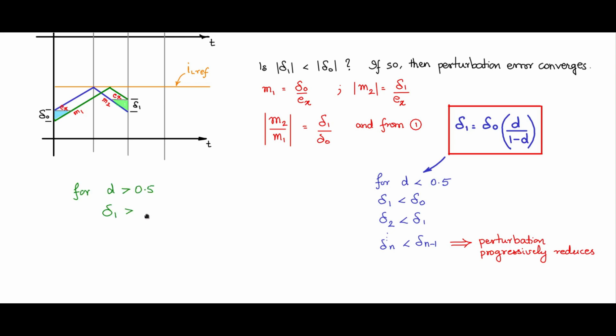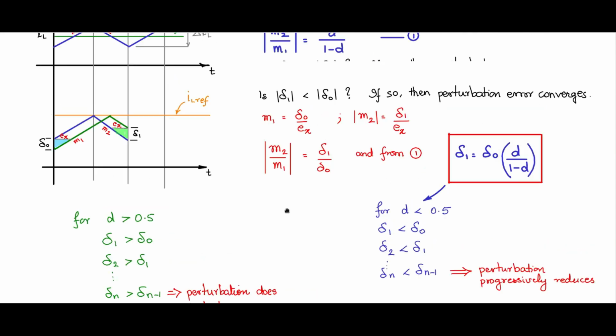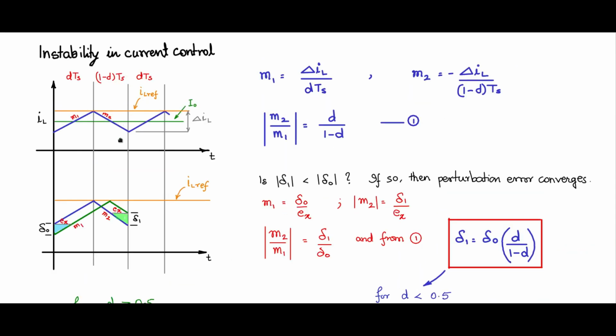Now for d greater than 0.5, del 1, so 0.5 divided by something less than 0.5, this is greater than 1 and del 1 is greater than del naught. Del 2 is greater than del 1, so on, del n greater than del n minus 1, which means the perturbation is progressively increasing and it does not decay. So therein comes the instability issue. So this leads to instability for d greater than 0.5. So this is what we mean by saying instability in current control for duty cycles greater than 0.5.